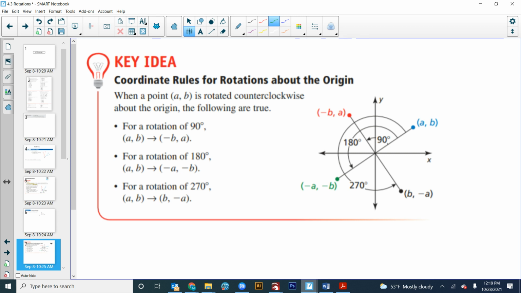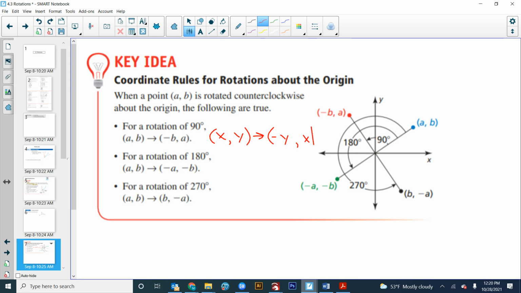All right. Our rotation rules. You need to know these. You need to love, maybe not love them, but you need to know them. Here are the rules. If you prefer to use X's and Y's, every XY point transforms into negative Y, X if you're rotating 90 degrees. This is the 90-degree counterclockwise rotation rule.